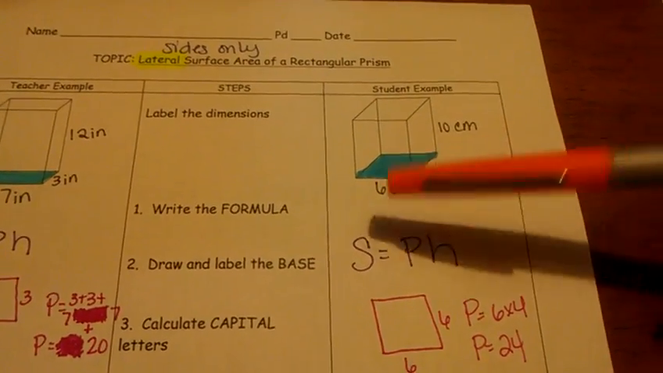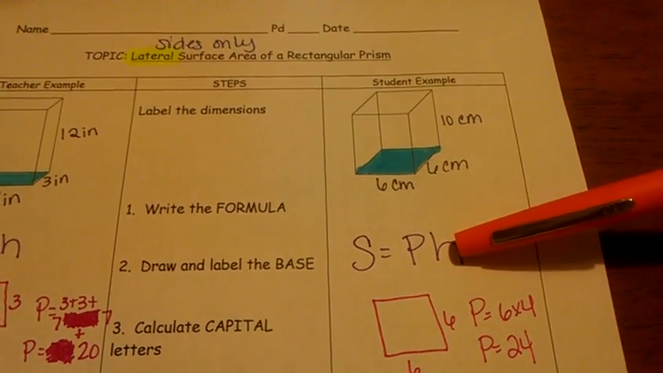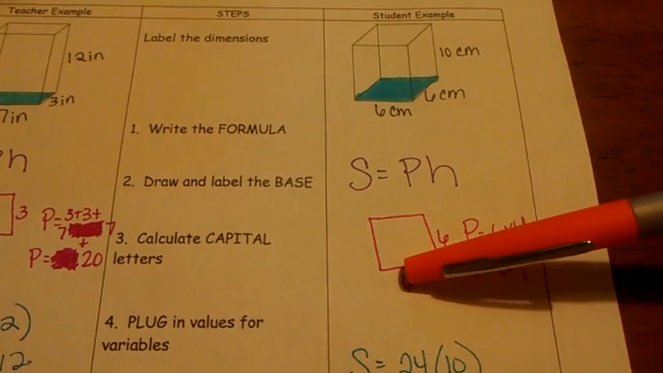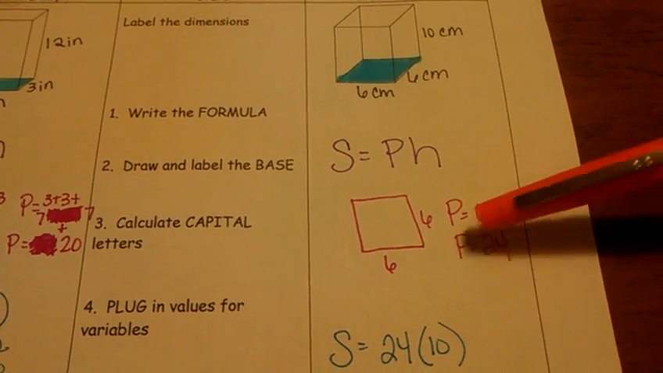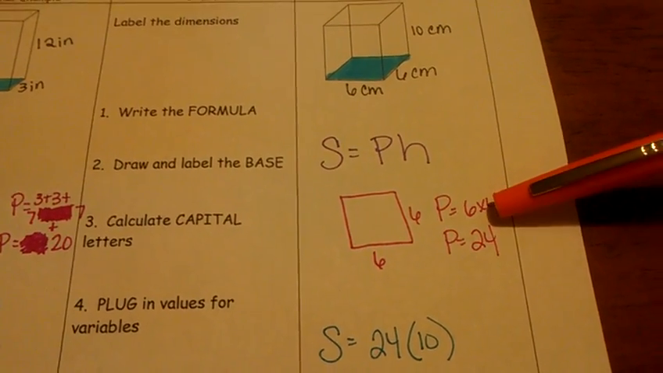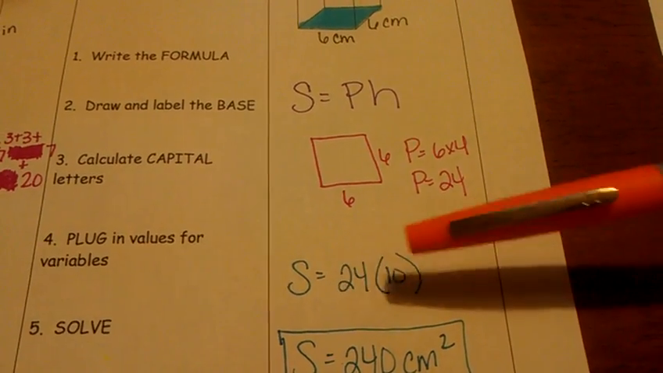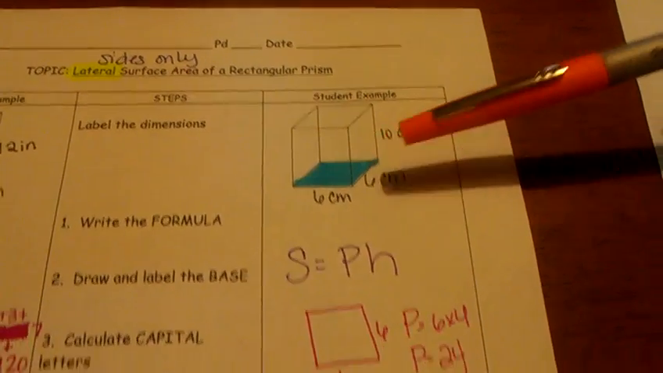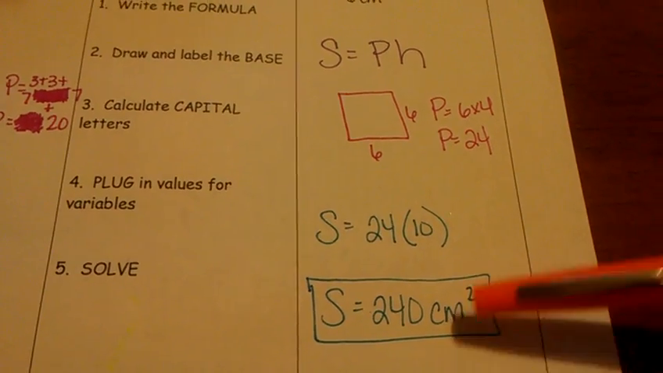Let's do another one. Surface area is equal to perimeter of the base times height. Okay, step number 1, write your formula. Step number 2, draw and label the base. Step number 3, calculate capital letters. My capital letter is P, stands for perimeter. Because it's a square, all my sides are the same, so 6 times my 4 different sides is 24. Plug in my numbers, perimeter of the base times the height. My height right here connects my 2 bases, my top base and my bottom base. Okay, 24 times 10 is 240 centimeters squared.